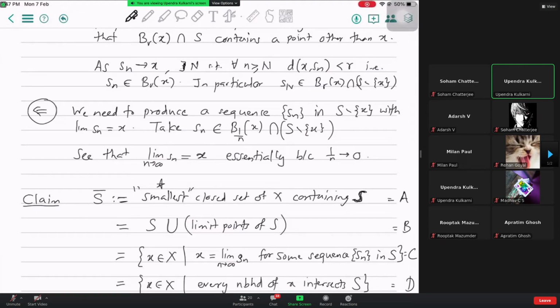Okay, is this all right? So, we can prove that if for some X in C, X does not belong to S or is not one of the limit points, then we get a contradiction. You can do that also.